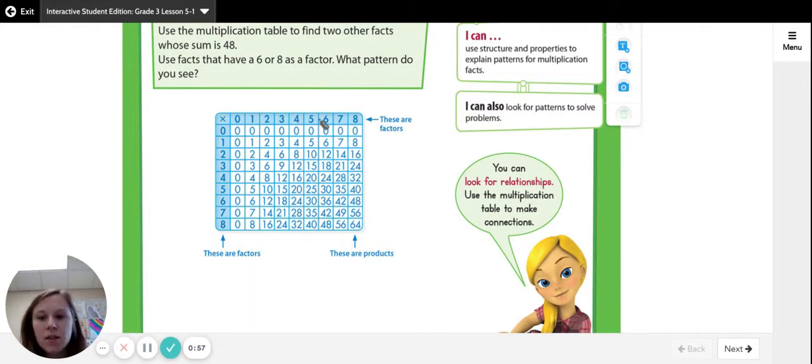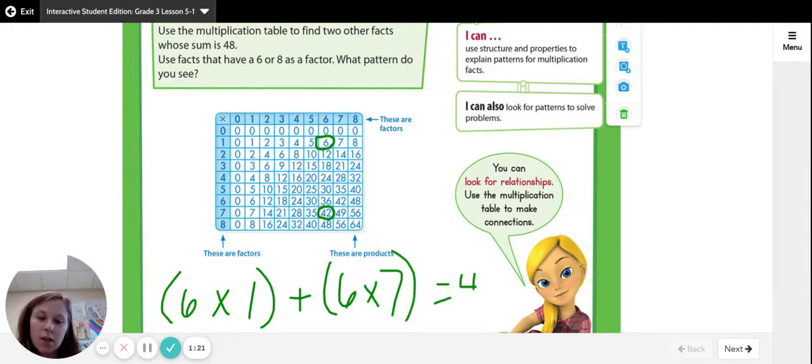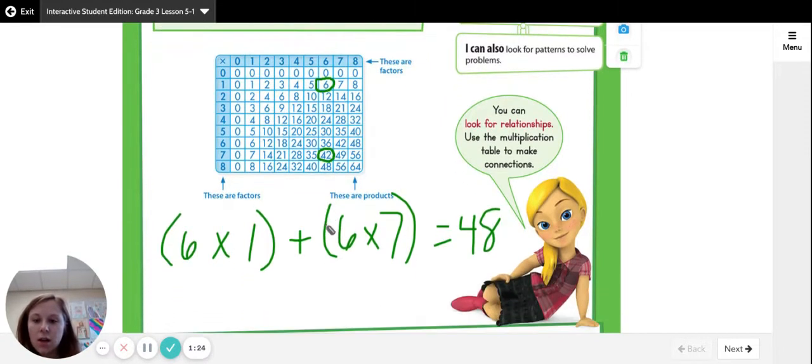So I can look at my 6's. Oh, I see 6 times 1 is 6. So I want you to highlight or circle or put a square around the 6 here. And then I see 6 times 7 right here is 42. Then I know that 6 times 1 plus 6 times 7 equals 48. And I can check. I can see 6 times 1 is 6, and 6 times 7 is 42. 42 plus 6 does equal 48.